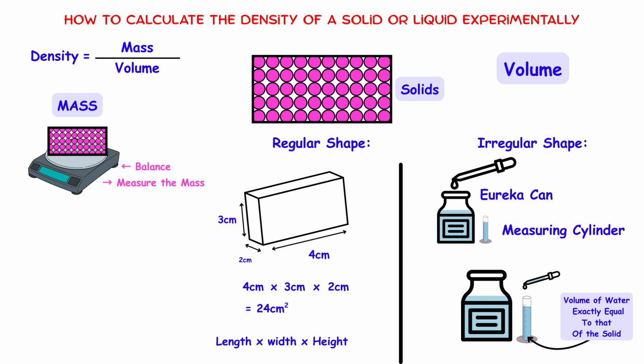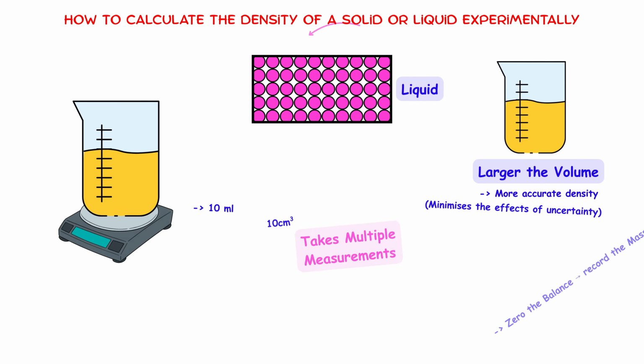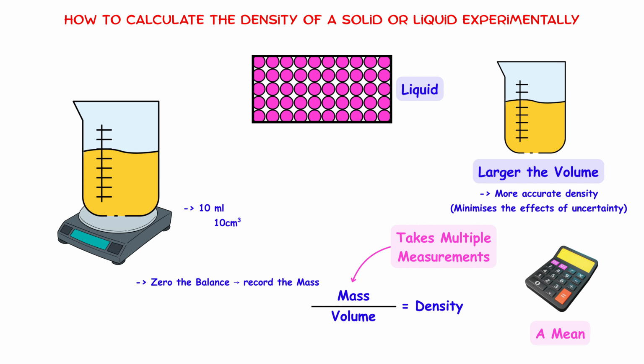After finding both mass and volume using either technique, we can simply divide the mass by the volume to find the density. Determining the density of a liquid is a little simpler. First, place an empty measuring cylinder on a balance and zero the scale so the mass of the cylinder is not counted. Then pour in a known amount of liquid, for example, 10 milliliters, which is equivalent to 10 cubic centimeters, and record the mass.